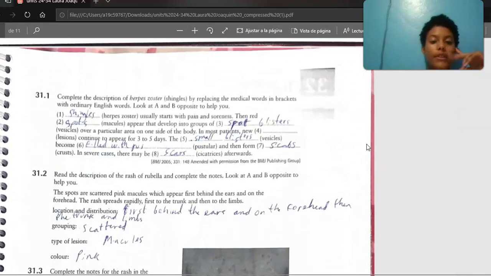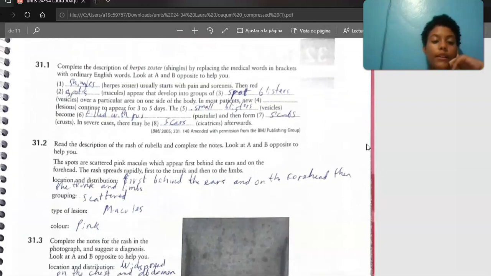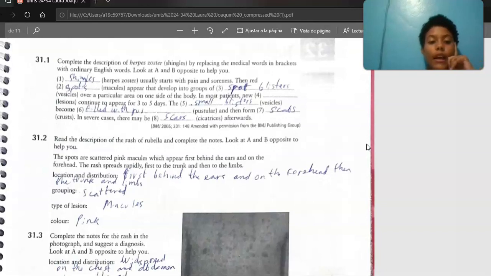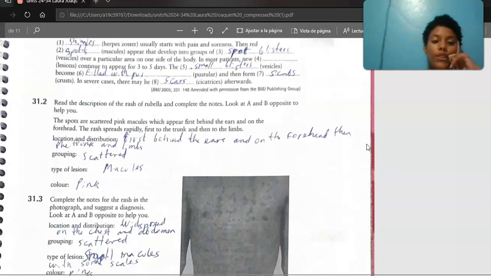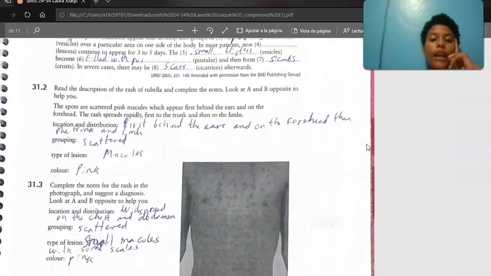Complete the description of herpes zoster by replacing the medical words in brackets with ordinary English words. Look at A and B opposite to help. Tingles. Herpes zoster usually starts with pain and soreness, then red spots, macules, appear that develop into groups of small blisters, vesicles, over a particular area on one side of the body. In most patients, new lesions continue to appear for 3 to 5 days. Small blisters, vesicles, become filled with pus, purulent, and then form scabs, crusts. In severe cases, there may be scars, cicatrices, afterwards.